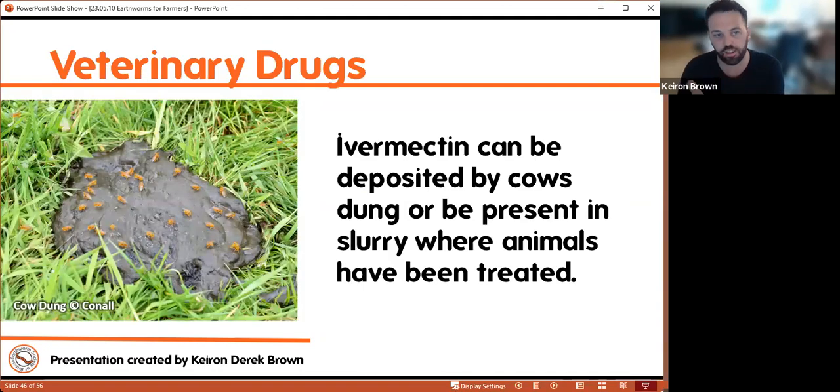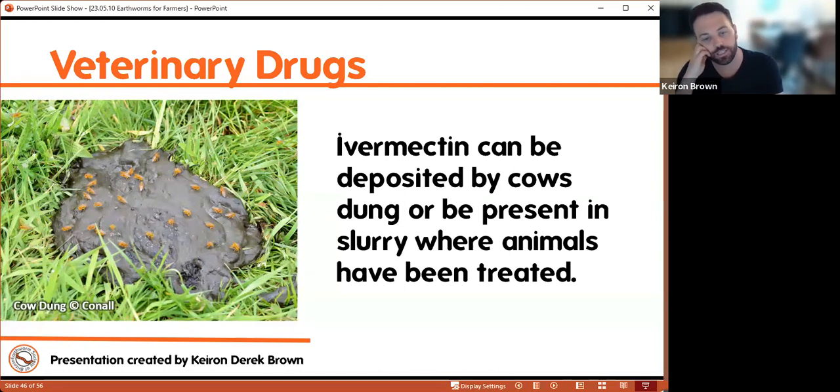Another type of chemical that I just want to raise awareness of are veterinary drugs. So what we put into our cattle inevitably ends up on the surface of the field. As an example, ivermectin, which is for worming, can be deposited by cows, either by them directly pooing on the field, or where slurry is spread over a field. So where animals have been treated for this, there is the potential for this to have an impact on the soil invertebrates, such as the earthworms.